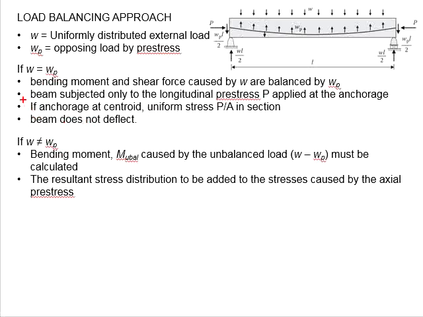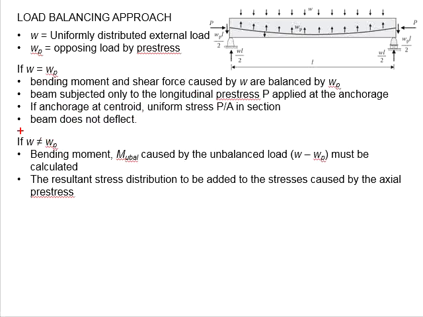If the anchorage is located at the centroid of the beam section, there will be uniform stress developed in the sections, which can be calculated by the prestressing load divided by the cross-sectional area of the section. This case should theoretically cause the beam not to undergo any deflection.